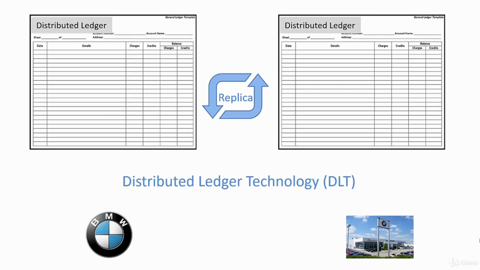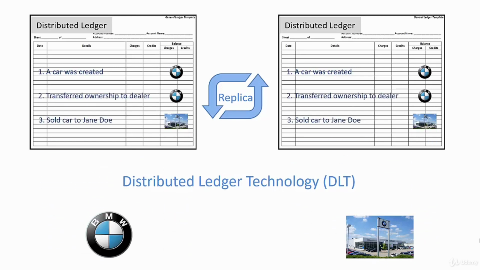A transaction for creation of a car is initiated by the manufacturer. It gets recorded not only in the copy of the distributed ledger held by the manufacturer, but it also gets reflected in the dealer's copy of the ledger. In the same way, transfer of car ownership by the manufacturer and then by the dealer is also recorded in the same ledger.